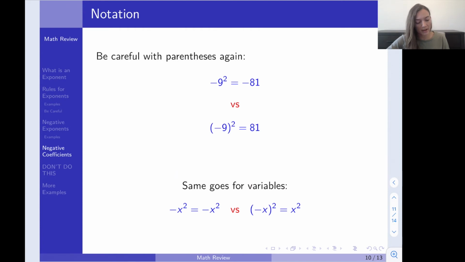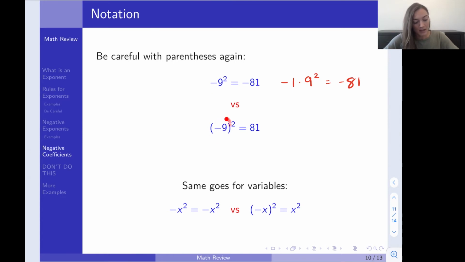All right, now another thing to be careful of is, again, with the parentheses, but this time with negative signs. So if you see something like negative 9 squared, this is negative 81. You can think of that like you're really writing negative 1 times 9 squared, so the square is only applying to the 9 and not to the negative as well. So it's just negative 1 times 81, which gives us negative 81. The negative is not getting squared in this case.